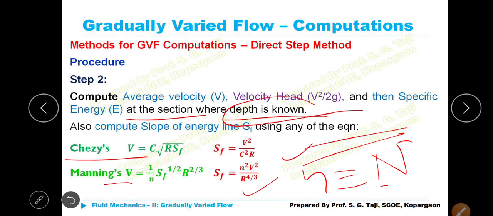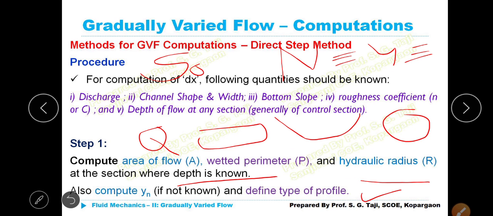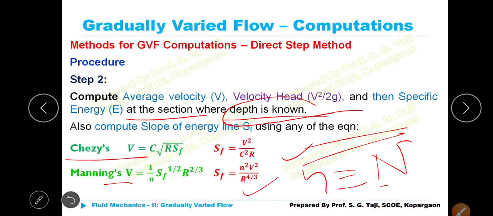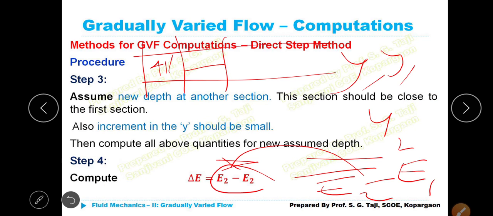So what is step 1? After knowing all the quantities, first of all compute the area, wetted perimeter, and hydraulic mean radius. Very quickly I will revise it. Step 2: compute the average velocity V, velocity head V squared by 2g, then specific energy E at the section where the depth is known, using Chezy's formula or Manning's formula to find the velocity.